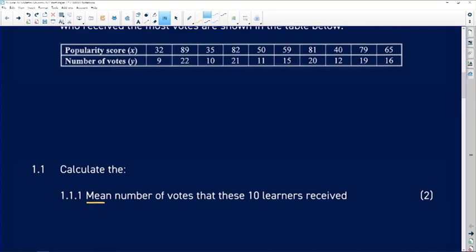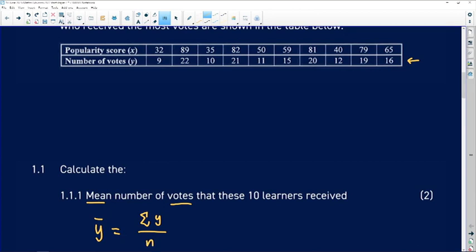We all know that the mean is the average. So the average that we're going to calculate specifically for the votes means we need to go to the number of votes, this particular row that talks about the number of votes, and then we add all of them up and divide by how many they are. So I'm going to use y and say the mean of the y values is going to be the sum of all those y values divided by how many they are.